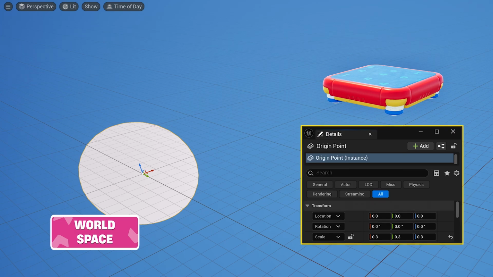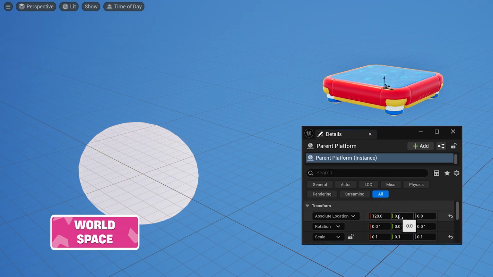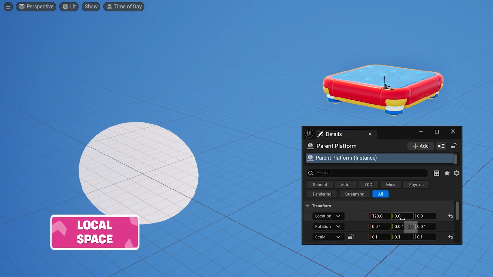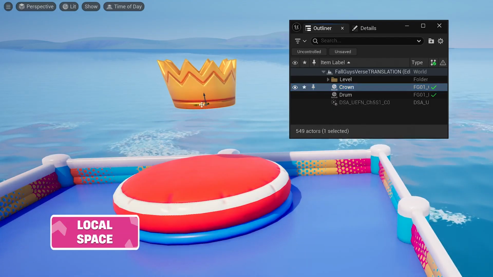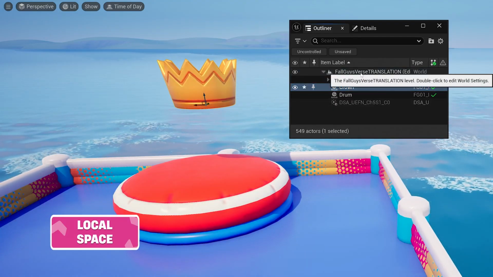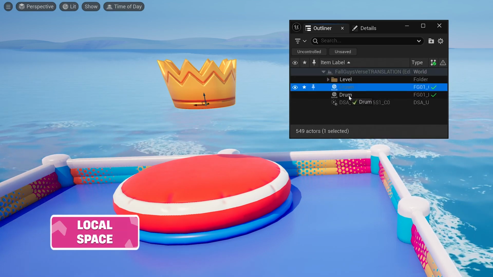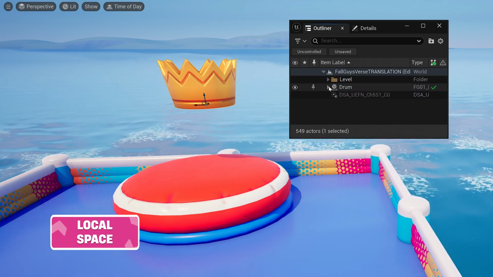This platform has an absolute or world space location of 128, 0, 0, meaning it is 128 units away from the origin along the positive x-axis. The relative location type is only different from the world location type if a prop has a parent that isn't the level itself. In UEFN, a prop placed into the world is generally alone, with the level as its parent. However, you can attach a prop to another, creating a parent-child relationship.